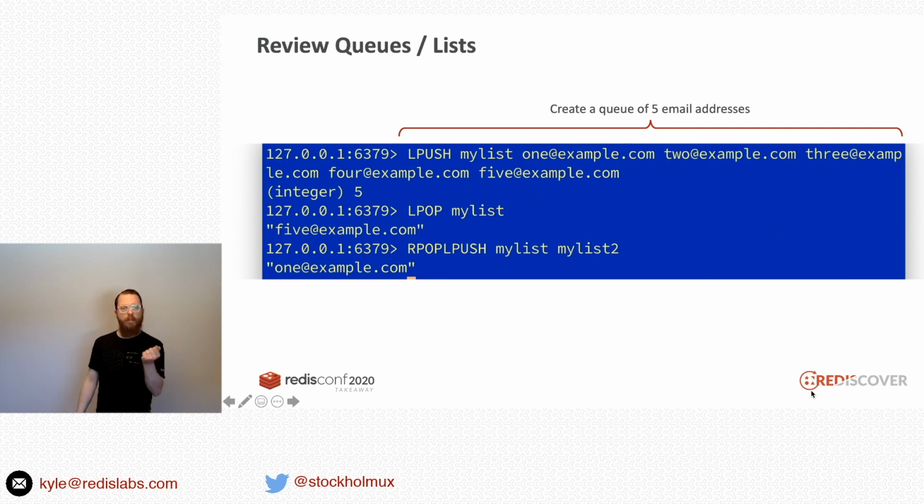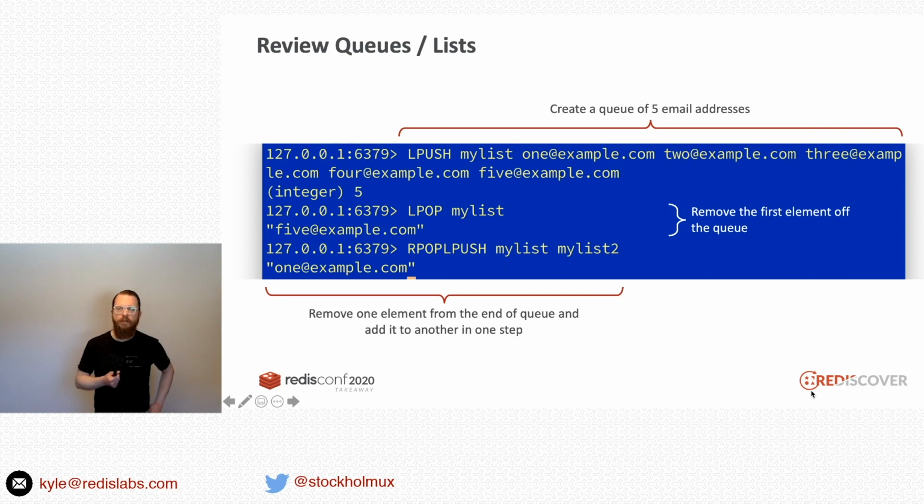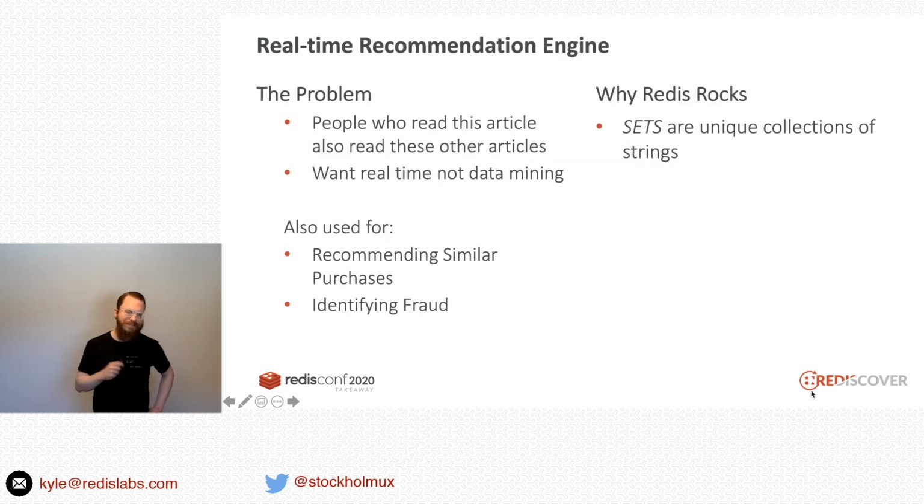So we're doing rpop, so we're popping off the right side and adding to the left side of my list 2. So all happens pretty easily. Okay, now let's move on and talk about something different.